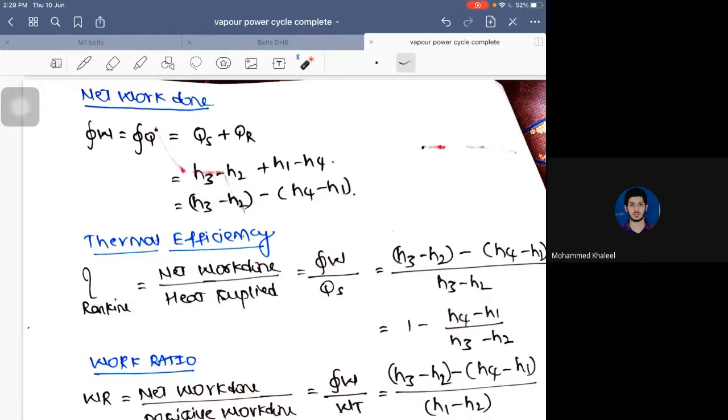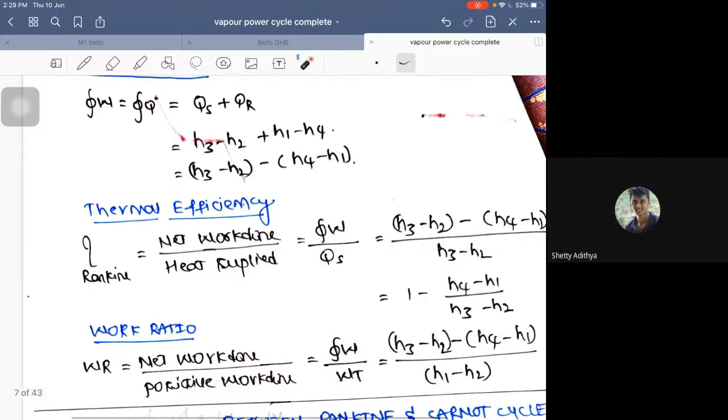How do you calculate the work ratio? Already you have solved a good number of problems on work ratio. How do you calculate it in the Brayton cycle? Net work done divided by positive work. So it is the net work, or the total work done, divided by the amount of positive work.